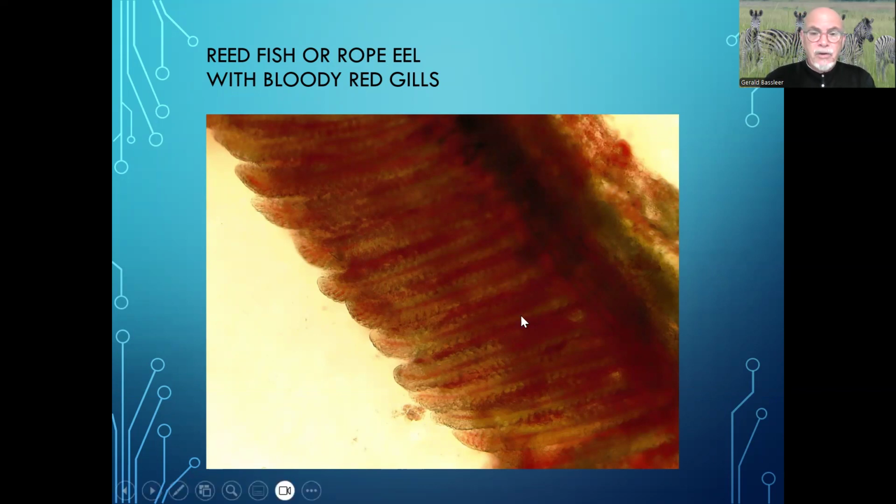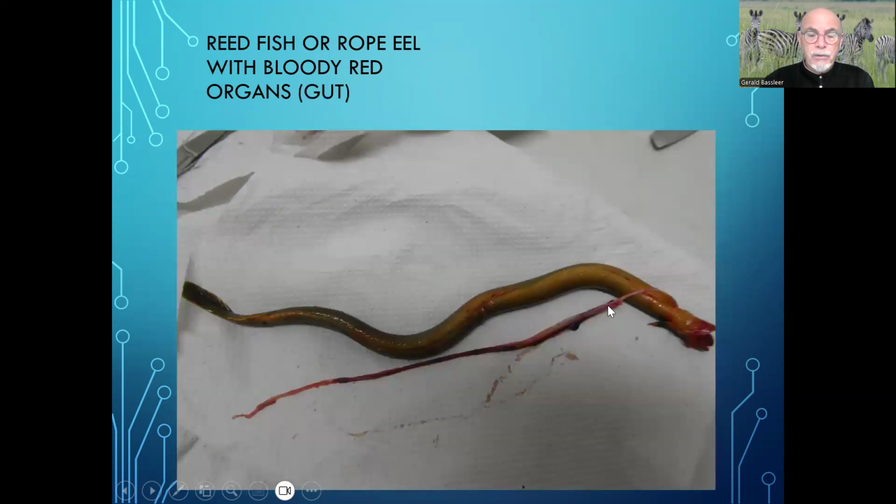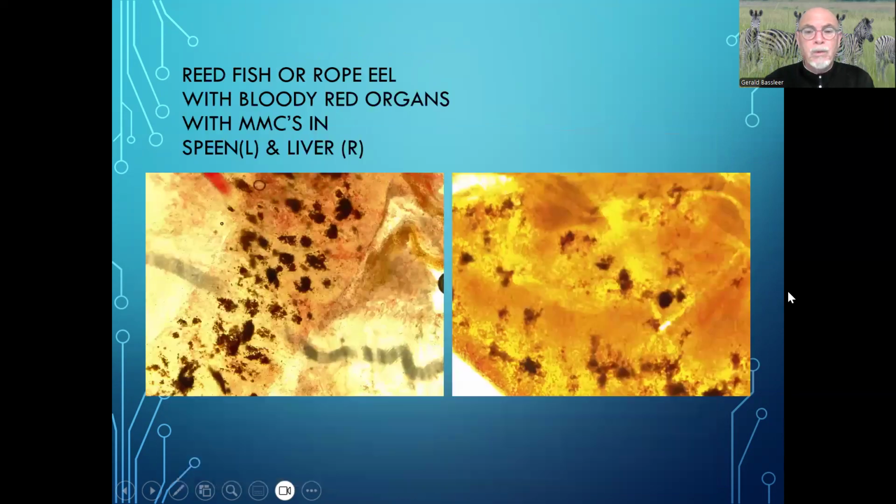The reed fish here shows very red, bloody gills. This is not normal looking gills, they should be nice orange red, but not so bloody red. That means there is a systemic infection. The blood of the fish is infected also. We could see the internal organs. When we opened that rope eel, we saw bloody red organs. We pulled out here the gut, which is completely bloody red, which is not normal.